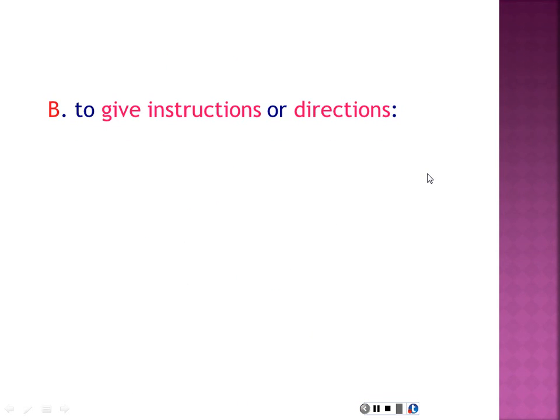In the next slide we have another use. We use simple present also, نستخدم الزمن الحاضر البسيط, to give instructions or directions. What does that mean? نستخدم الحاضر البسيط لإعطاء توجيهات وأوامر. Instructions and directions. For example, if I say do your homework, قوموا بحل واجباتكم. So I'm giving you an order. أعطي توجيه أو أمر. So this is another way to use present simple.